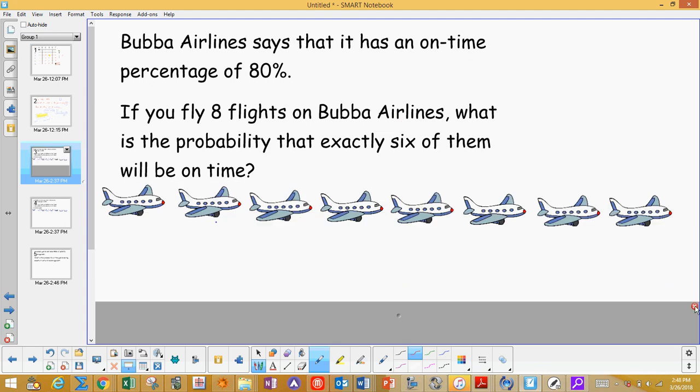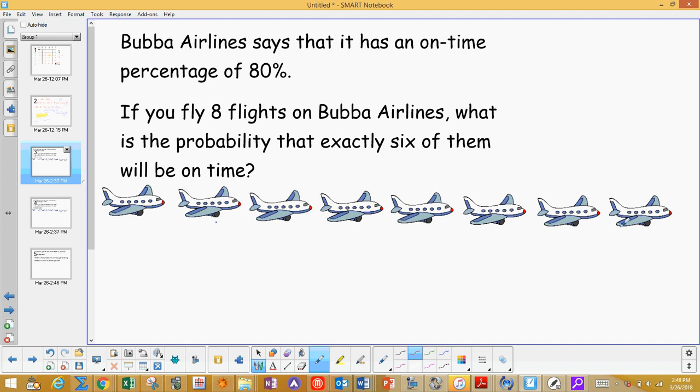Here's our 8 flights. Let's just apply a number to them. So here's 0.8. Say this one's on time, this one's on time, this one's on time, this one's late, this one's on time, this one's on time, this one's late, and this one's on time. So the probability of my first one being on time, second on time, third on time, fourth late, fifth on time, sixth on time, seventh late, eighth on time is going to be 0.8 to the 6th times 0.2 to the 2nd.